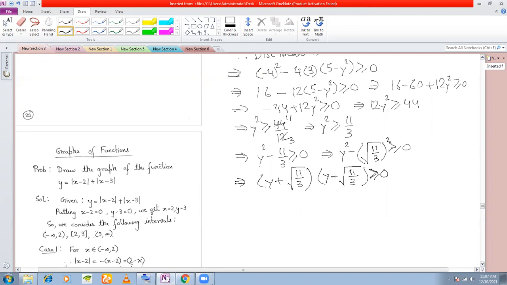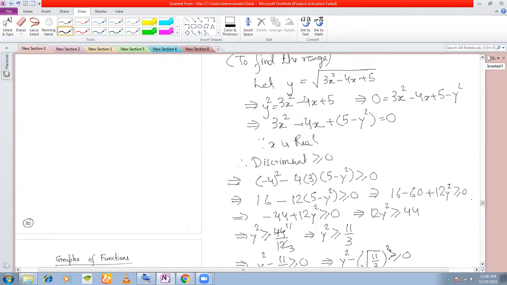Because you have a greater than or equal to sign here, this means that y must be less than the negative value, or the lower value, and y has to be greater than the positive value, right? So now, the discriminant here is greater than or equal to 0.